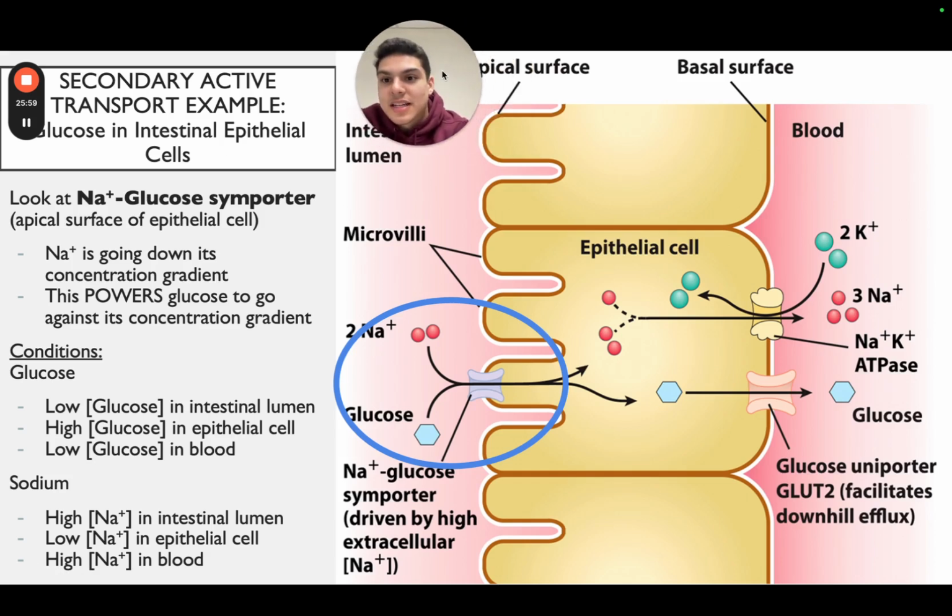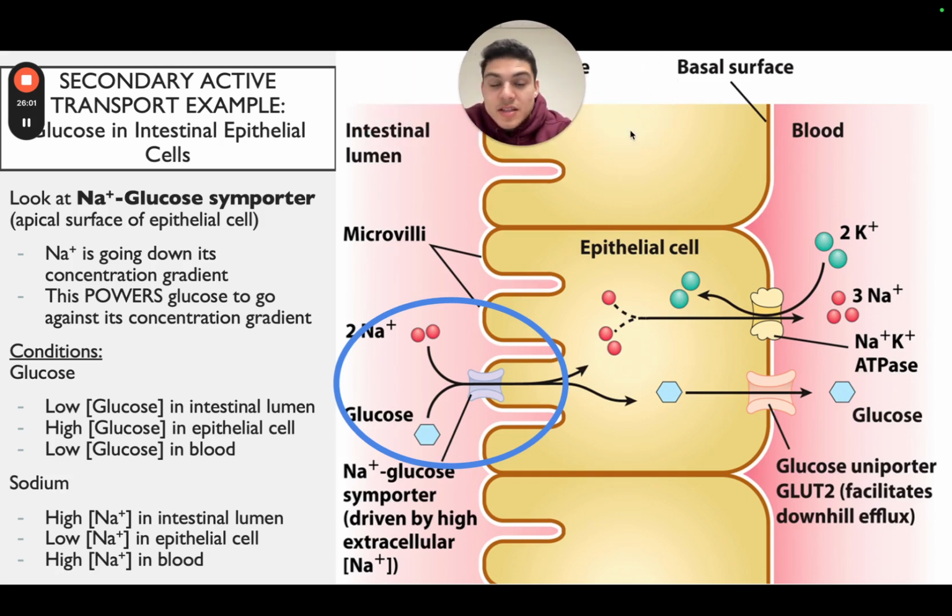Here's an example of secondary active transport, where this is glucose in intestinal cells in your GI tract. So essentially in this case, we're looking at the sodium-glucose symporter. As you can see right here in this blue diagram, this is the sodium-glucose symporter, meaning that sodium and glucose are going to move in the same direction, and they're going to move into the epithelial cell from the intestinal lumen. We know that in the epithelial cell, the conditions are high glucose and low sodium.